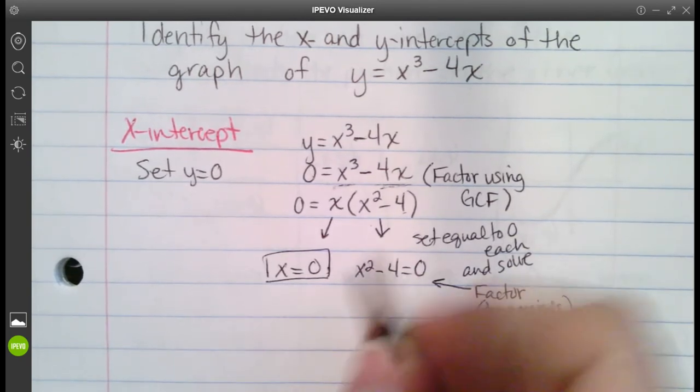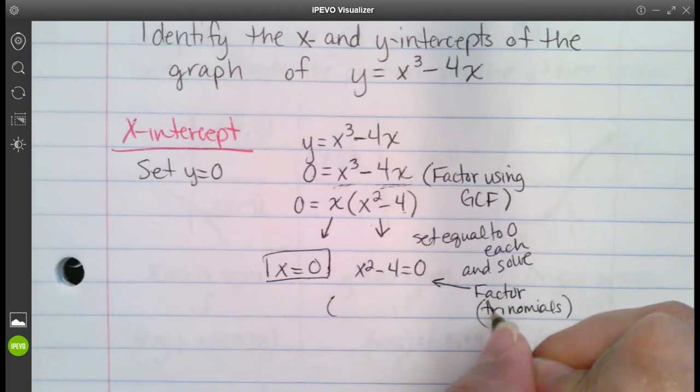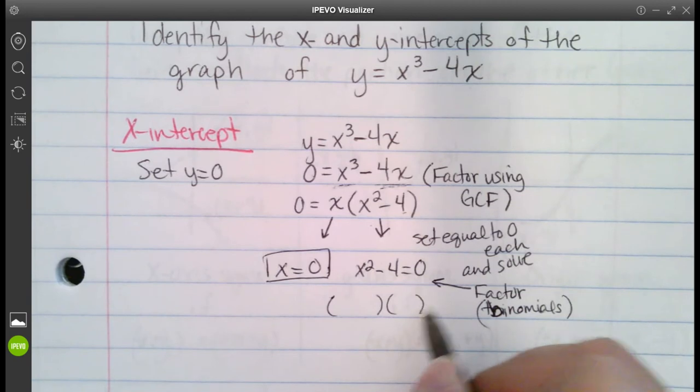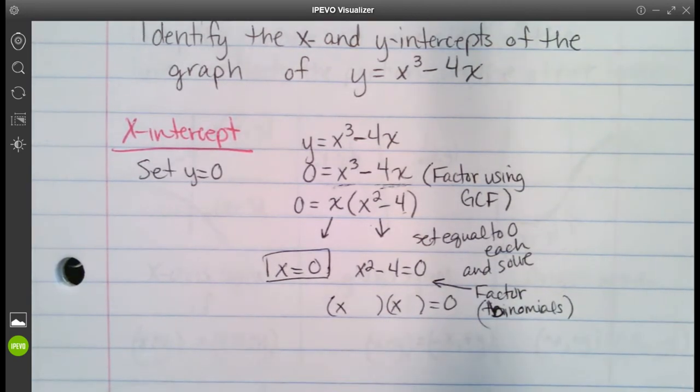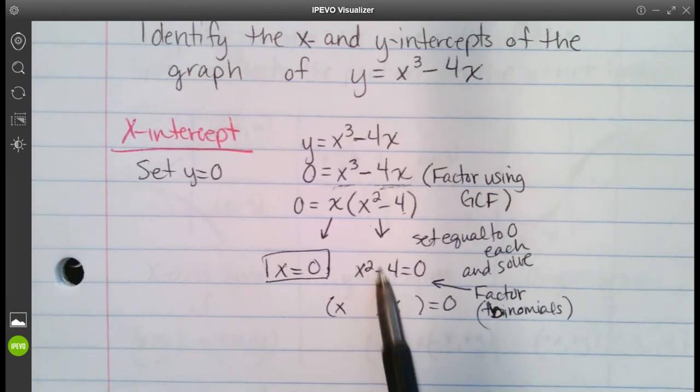Okay, so, sorry, binomials, not trinomials. So we're going to have 2 parentheses, an x in both parentheses, and we need to figure out what 2 numbers are going to go in here that if multiplied will give me that -4, and if added will give me the middle term of 0.